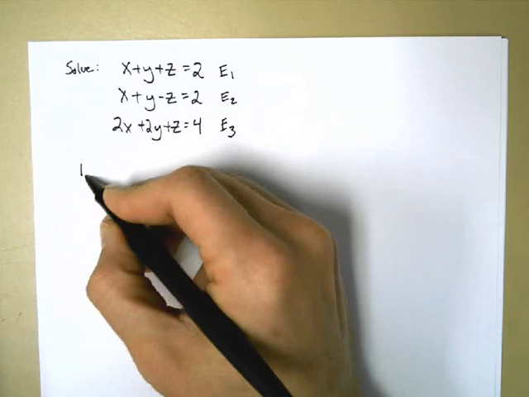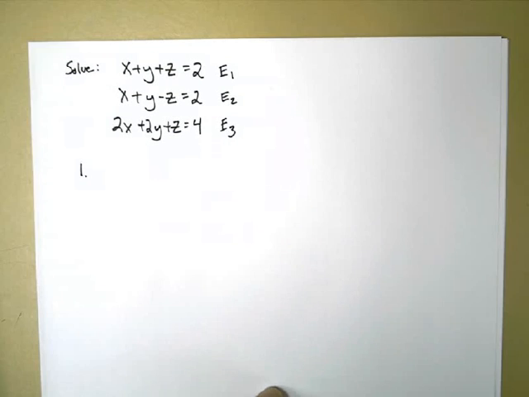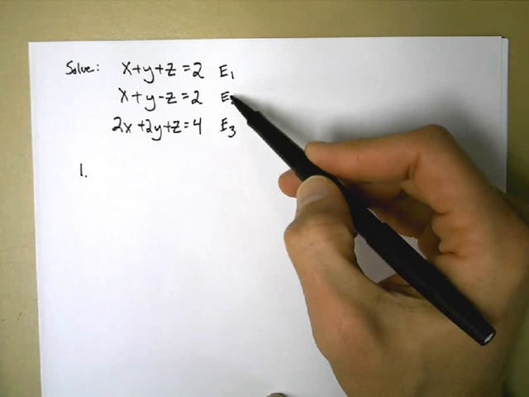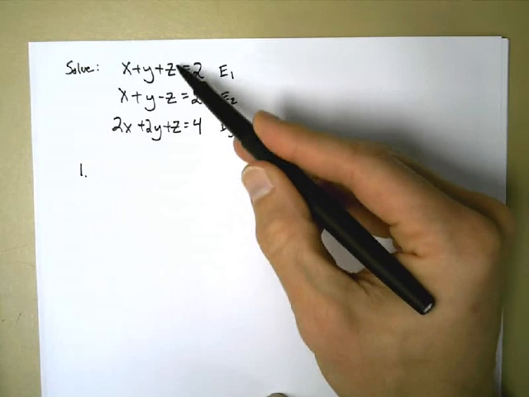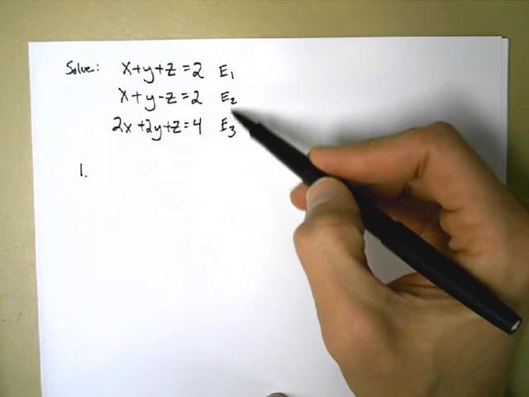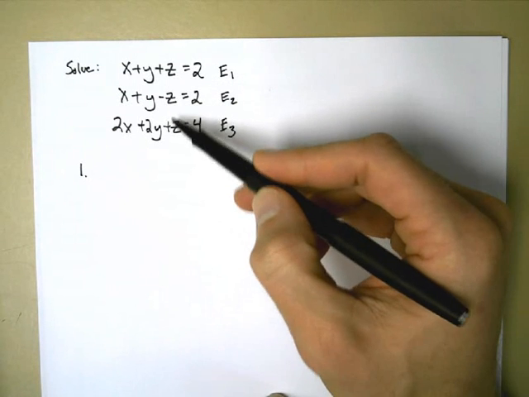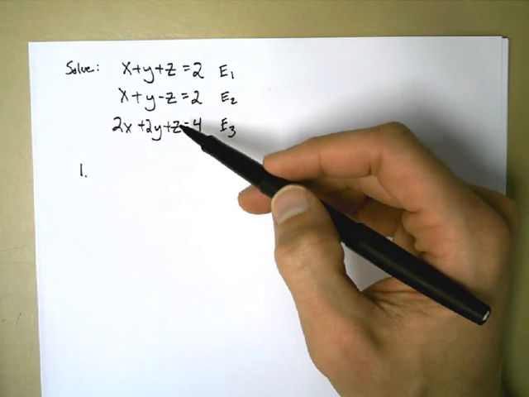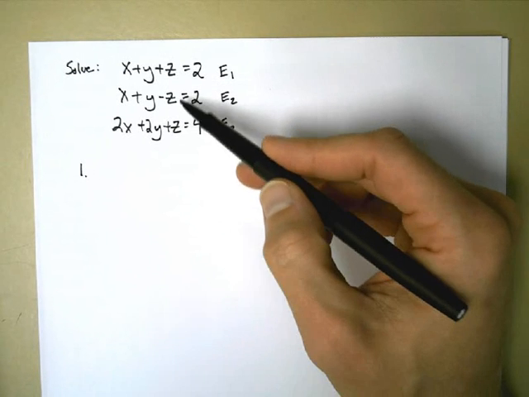Remember, step one is to try to reduce these three equations with three unknowns into a system of two equations with two unknowns. I can pick any variable to eliminate that I please, and I notice that just by adding E1 and E2, I can cancel out the Z's. And if I add E2 and E3, I can cancel out the Z's. So without having to do any multiplication, I can just eliminate the Z's.